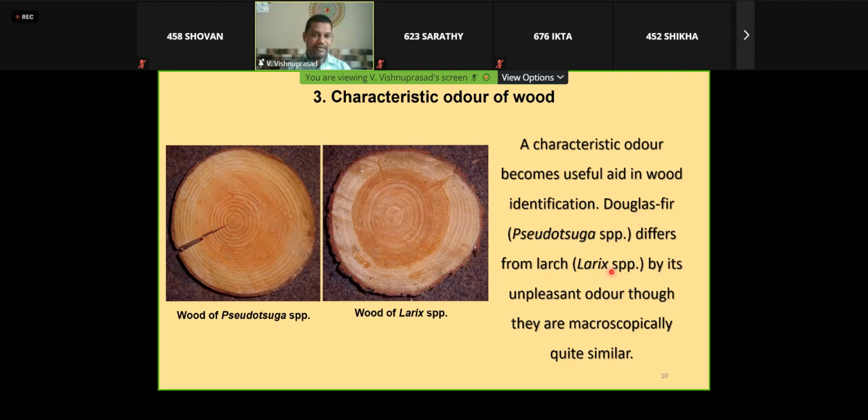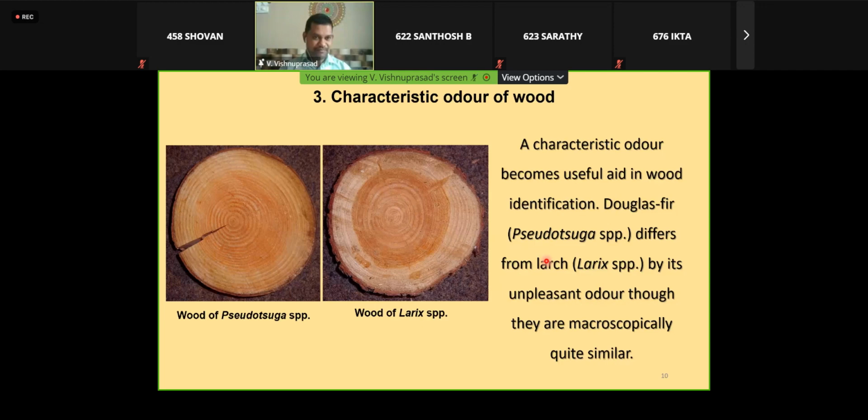After the odor, now we go to the section, the internal part. So we have seen three preliminary features. Now we'll see the microstructure. So as I said, the microstructure can be quantitative as well as qualitative feature. So here the first thing is the growth ring boundaries.